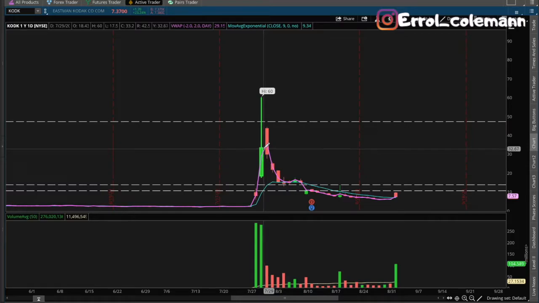And now let's just check what the volume was traded on KODK. The volume traded was 276,000. That is absolutely crazy. That is above average volume, and usually stocks aren't getting this much volume on the daily.